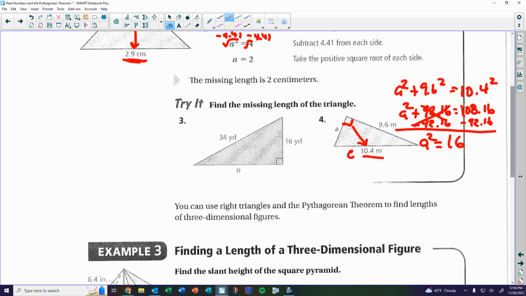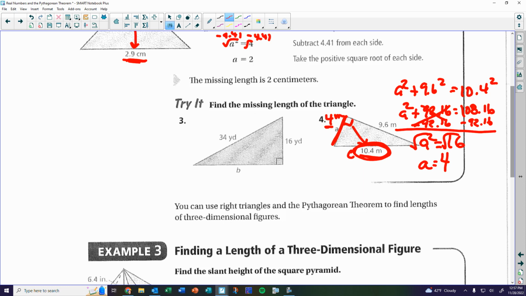Nice, easy number, right? Now, what's my next step? What do I got to do? Tyler? Square root both sides. The square root of a squared is a, which will help us find the side. And what's the square root of 16? 4. How many people got 4? Okay, good. And it's 4 meters. So this side is 4 meters. And again, this is not bigger than this because this number here has to be the biggest side. See? So we did pretty good on that.